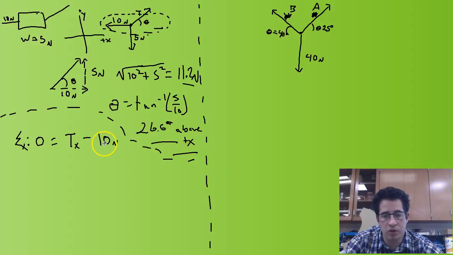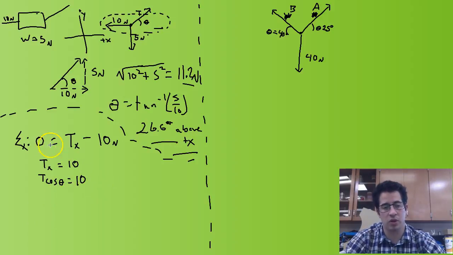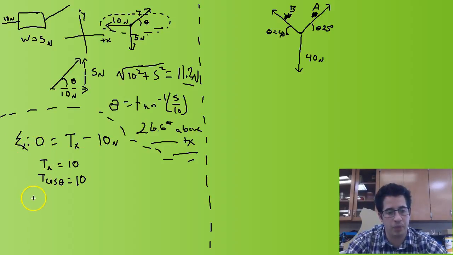Okay, so from here we can say Tx minus 10 equals 0, so Tx equals 10. And if that's the x component, and that's the angle, then this would be T cos theta equals 10. Okay, and so we use the horizontal forces to figure this out, and now we're going to write a separate equation for the sum of the vertical forces. So we're going to sum up all the vertical forces. Forces are also balanced up and down, so we're going to say that's equal to 0.